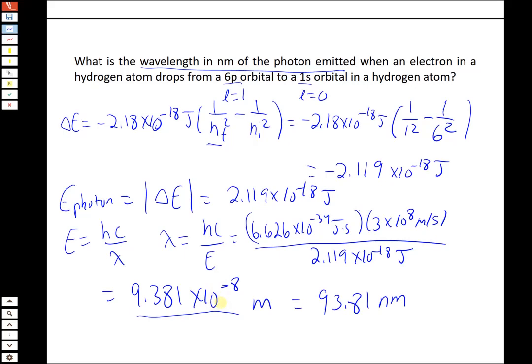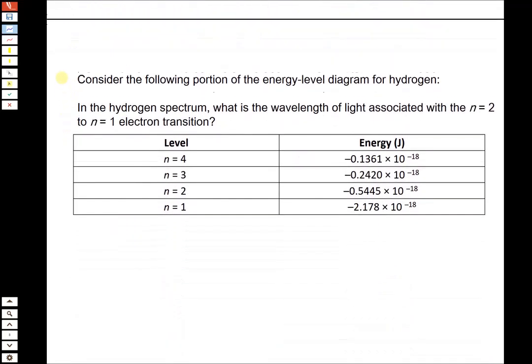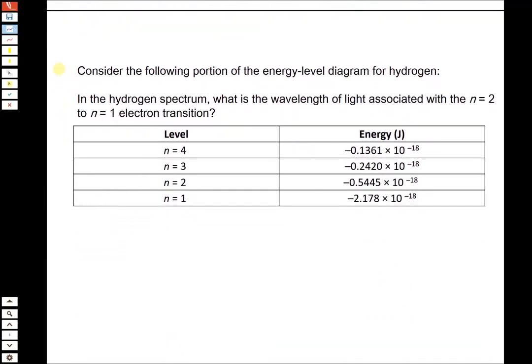Alright, but again, it's another variation on the Bohr equation where we use the Bohr equation and then we convert to wavelength in this case instead of frequency. Now the next two are very similar, but they're just presented in different ways. So I just want to make sure that we're not confused by the presentation of the different questions.